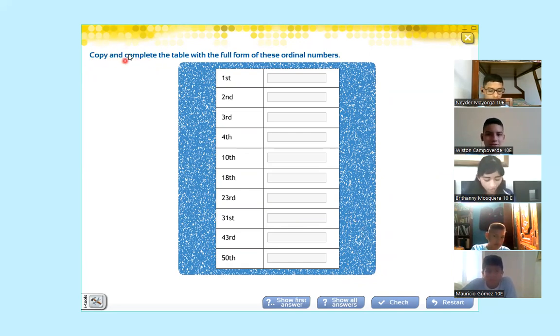Brittany, copy and complete the table with the full form of the ordinal numbers, in text or in numbers. Okay, remember, complete the table with the full form of these ordinal numbers. Okay, Brittany, start with number 1.